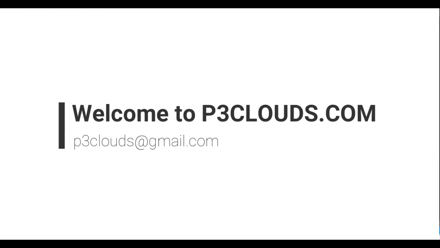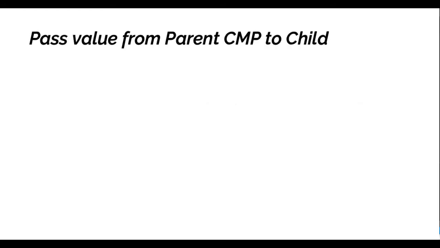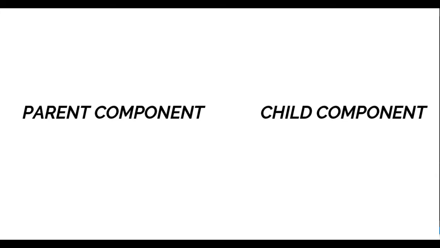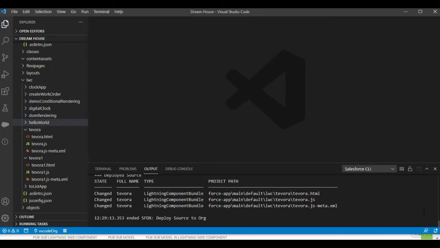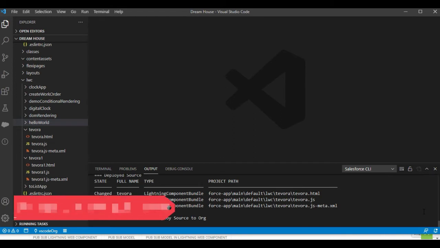In this tutorial, we are going to learn how you can pass data from parent components to child components. So let's take an example. Let's say you have two components. One is a parent component and the other one is a child component, and you want to pass some values to the child component from the parent component. So in this tutorial we are going to learn the ways we can pass the data to the child component.